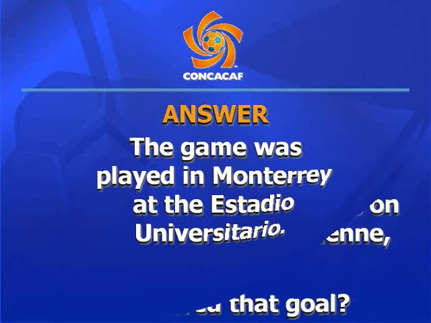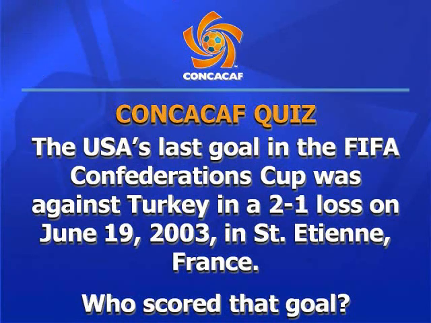Today's question takes us to the FIFA Confederations Cup, where the 2007 CONCACAF Gold Cup champion USA will open play in this year's tournament on Monday against Italy in South Africa. The last goal scored by the USA in the Confederations Cup was against Turkey in a 2-1 loss on June 19, 2003 in Saint-Étienne, France. Who scored that goal for the U.S.?